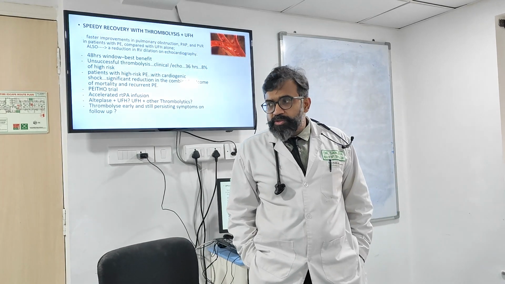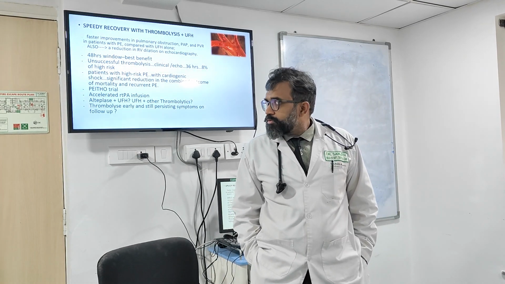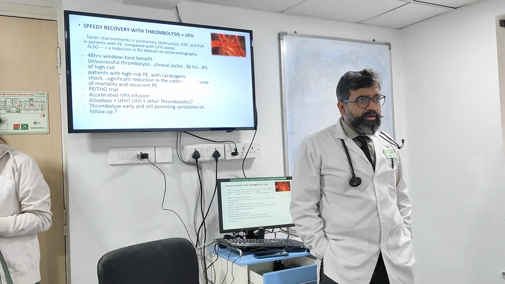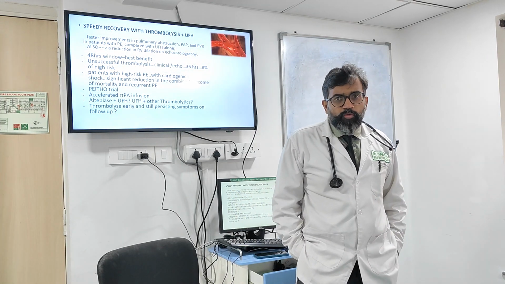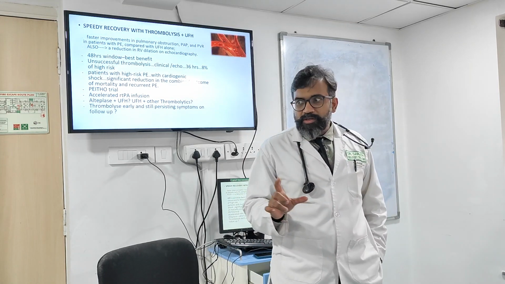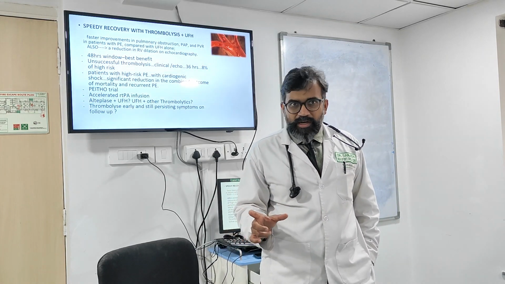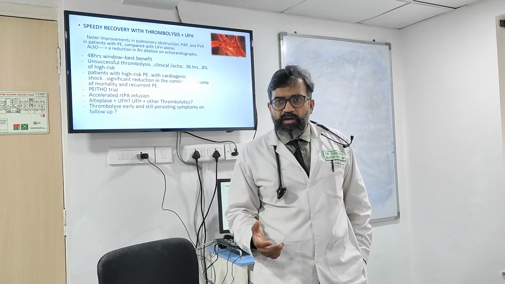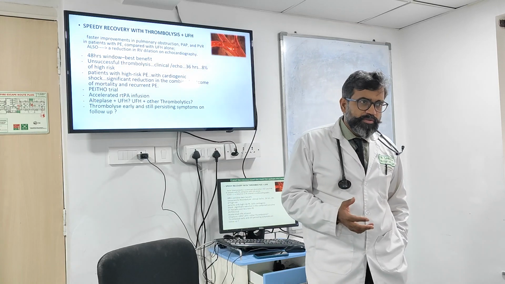What would be the dose of thrombolysis? 100 milligrams of RTPA over 2 hours. Yeah, so the dose is actually 100 milligrams of RTPA over 2 hours. But you must understand it is 2 hours, it's not 1 hour. And then you give 10 milligrams initially, and then you give the rest over the next 2 hours.